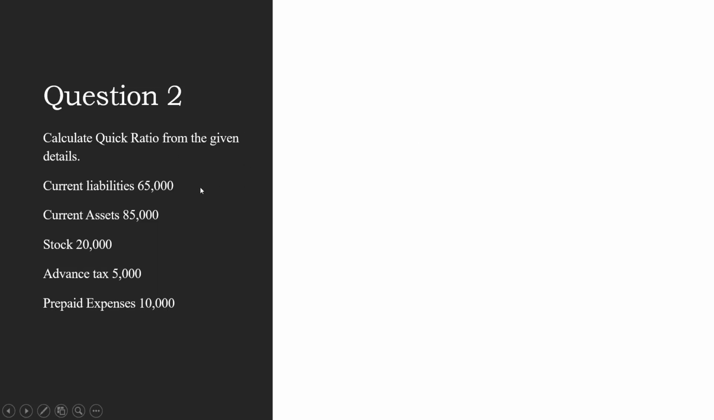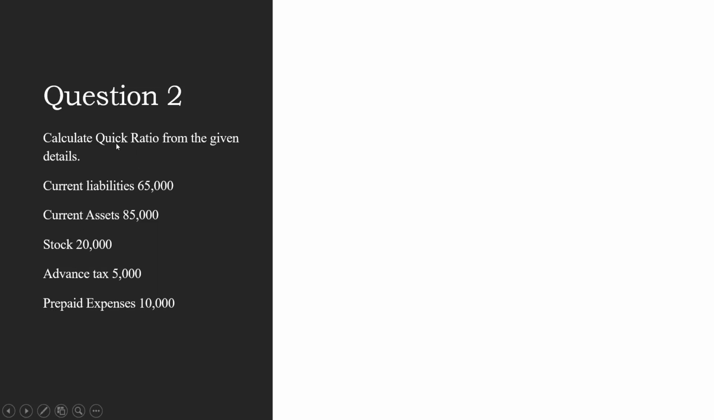Now on question number 2. In this question they are saying calculate the quick ratio from the given details. Current liabilities are given, current assets are given, stock is given, advance tax is given, and prepaid expenses are given. Now how to solve this question?